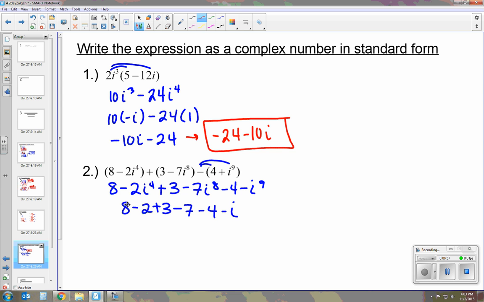So now let's simplify. 8 minus 2 is 6. 6 plus 3 is 9. 9 minus 7 is 2. 2 minus 4 is -2 minus i. And we have our final answer.